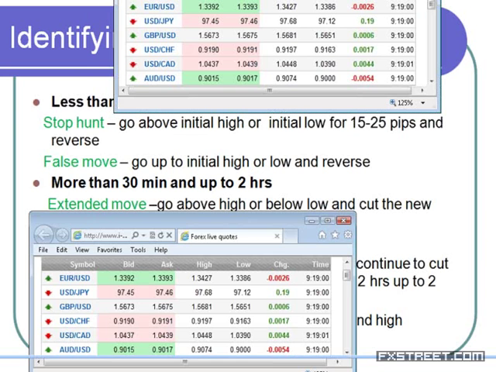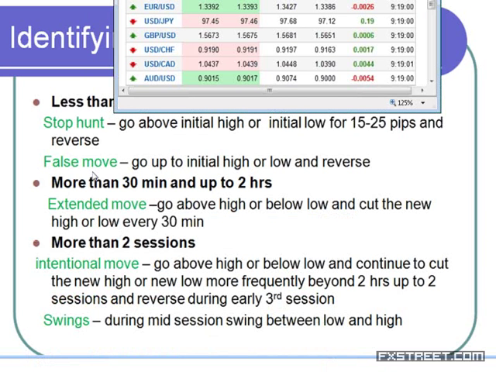What is an extended move? Now, these two moves happen in less than 30 minutes. These are all the types of moves they do: stop end and false move, extended move, intentional move, and swings. These are the only types of moves they do. And only during month end time and month beginning time, they make the extended stop ends, a downward stop end. You know that GBP was making a very quick downward move from 1.53 to 1.52, and in a matter of about 1 hour, they went up to 1.54 and started gaining it.